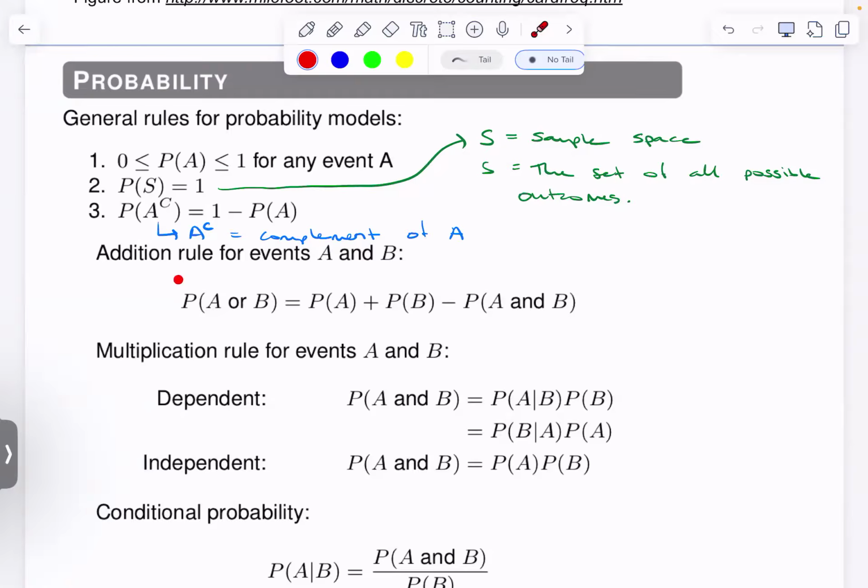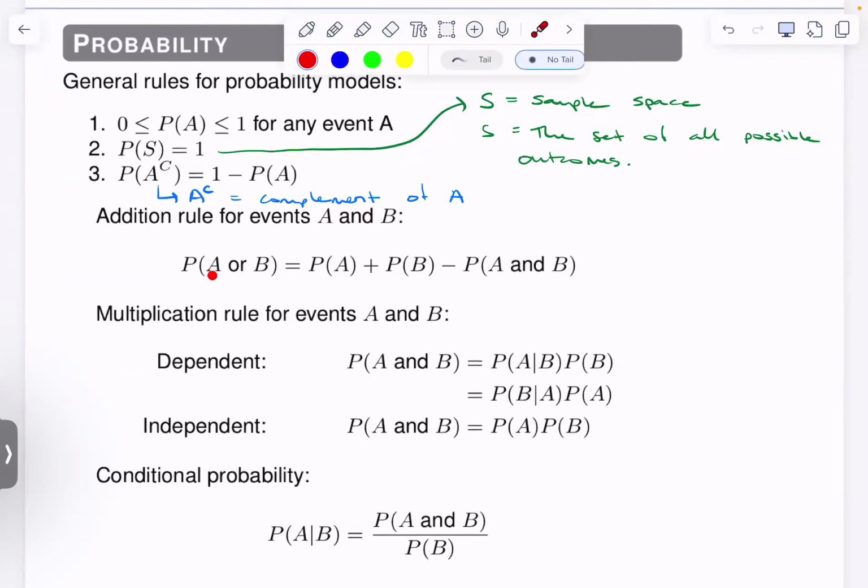What we just talked about is called the addition rule for events A and B. We've got these generic events A and B. It says that you can rephrase a problem as: I want to find the probability of A or B. It's going to be the probability of A plus the probability of B minus the overlap, which is the probability of A and B. So here, we need to subtract the overlap.